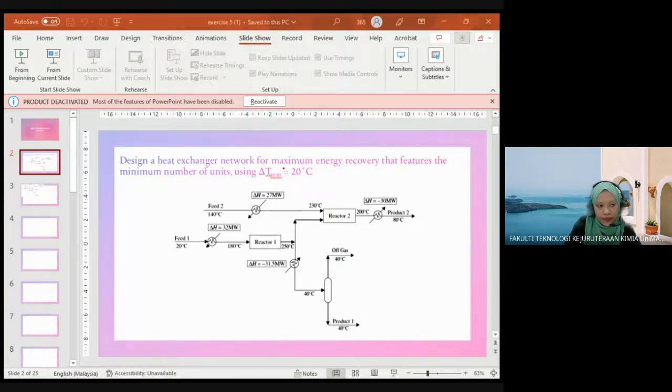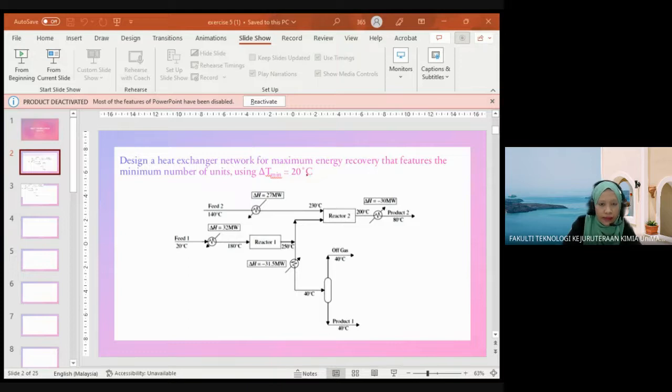The first stream is feed 1. What is the supply temperature? TS is 20. You don't need to put the unit. What is the target temperature? And then what is the heat duty? You also need to calculate the CP value, right? So the first stream is, what's the stream type?